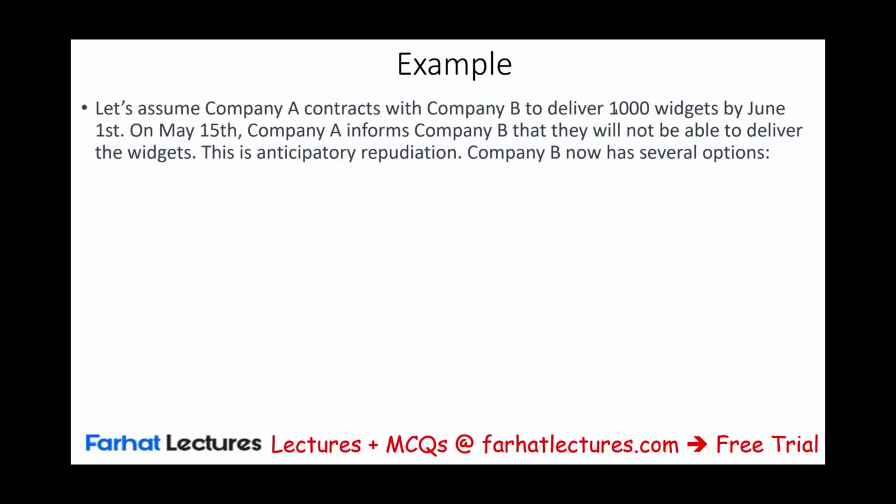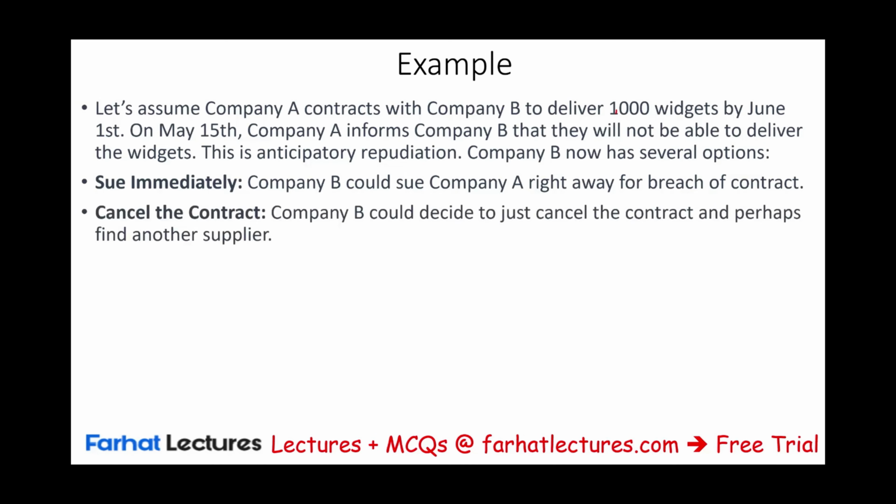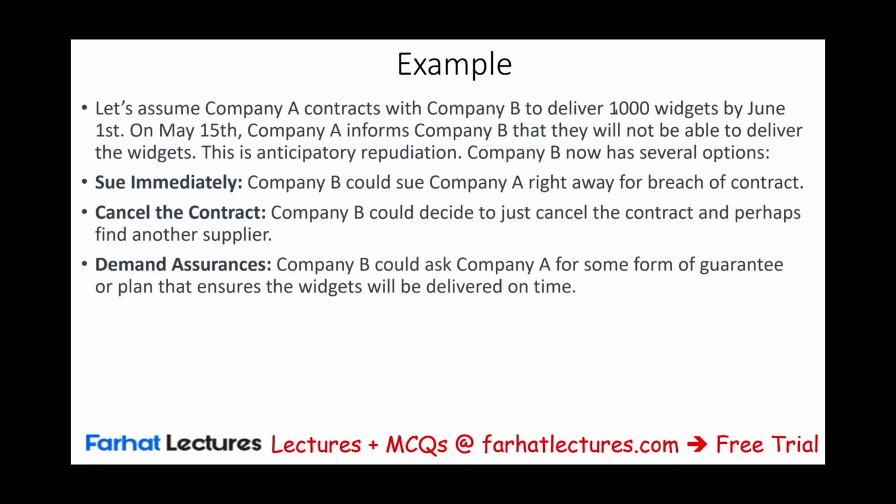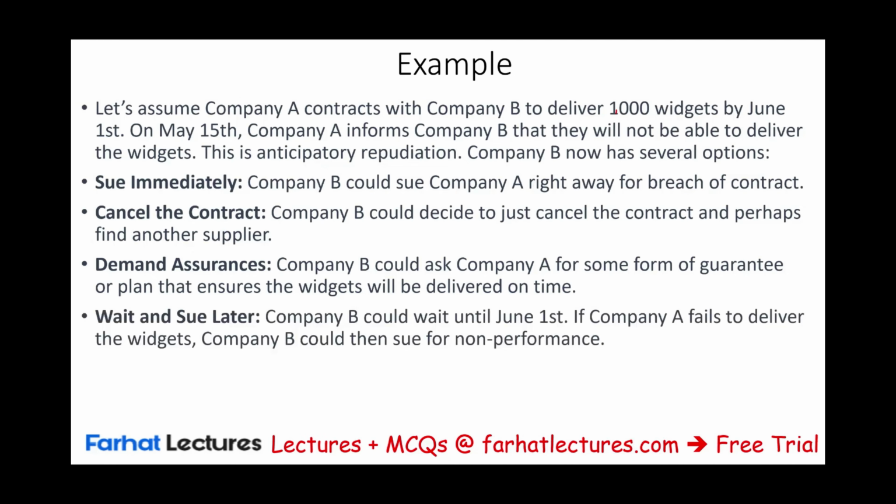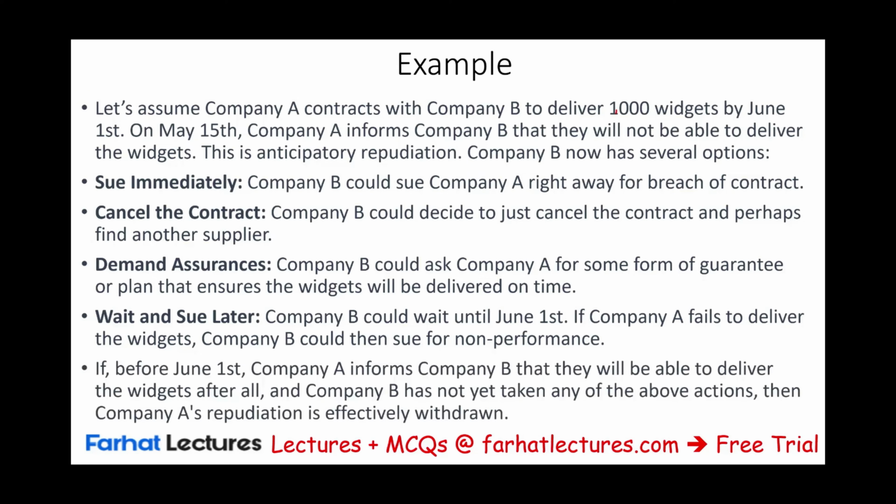Company B now has several options. They can sue immediately. They can cancel the contract. They can demand assurance. Company B can ask Company A for some form of guarantee or plan that ensures the widgets will be delivered on time. Or they can wait and sue later. So Company B could wait until June 1st. If Company A fails to deliver, then sue them. Now, if before June 1st Company A informs Company B that they will be able to deliver the widgets after all, and Company B has not taken any of the above action, then Company A's repudiation is effectively withdrawn.